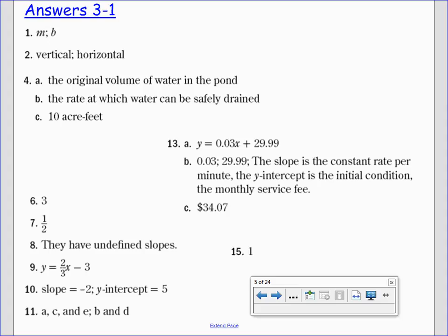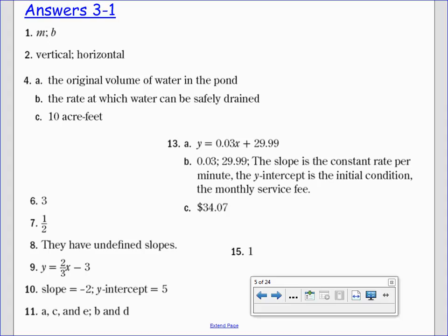They've got undefined slopes. If we're talking about a vertical line that has undefined slope, we can't measure how quickly that line rises or falls as you move along from left to right because it's straight up vertical. Right? You can't move along from left to right, so our definition of slope doesn't make sense when we talk about vertical lines. We'll see that again today. Number 9, y is 2/3 x minus 3. Number 10, the slope's -2, the y-intercept is 5.